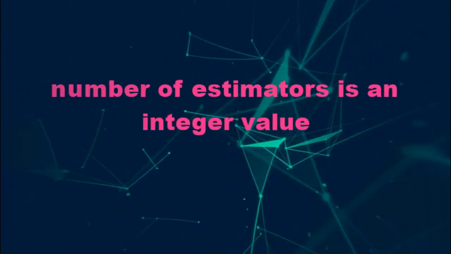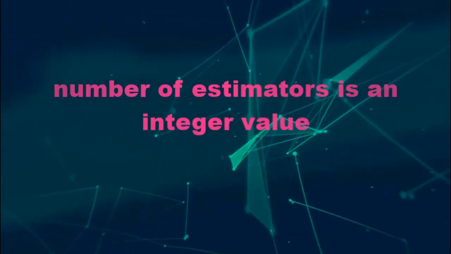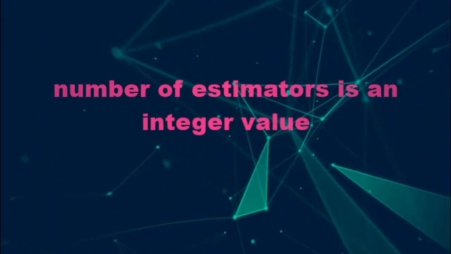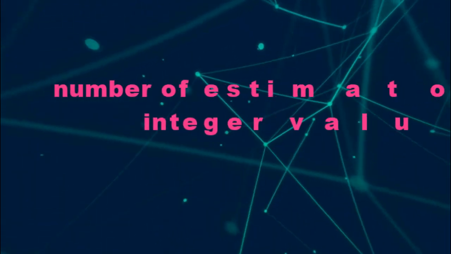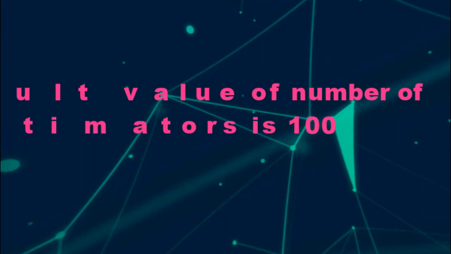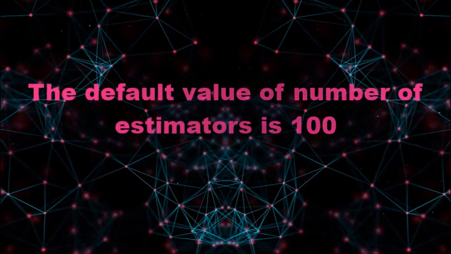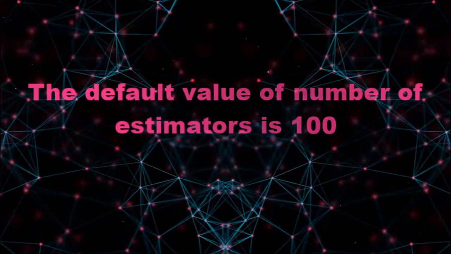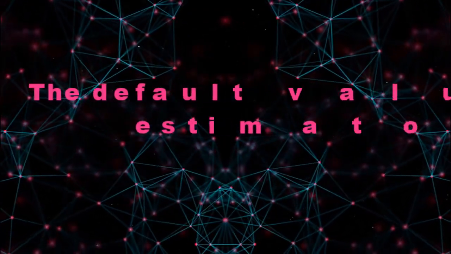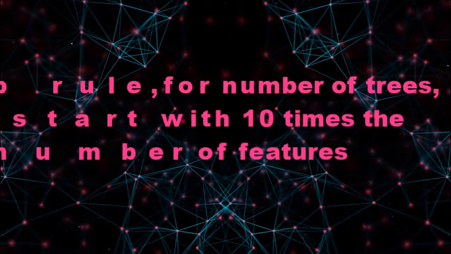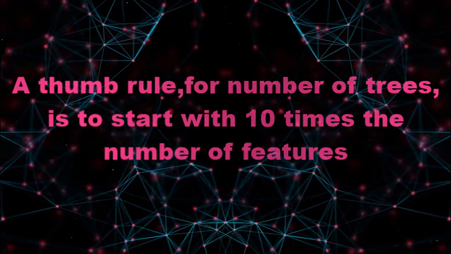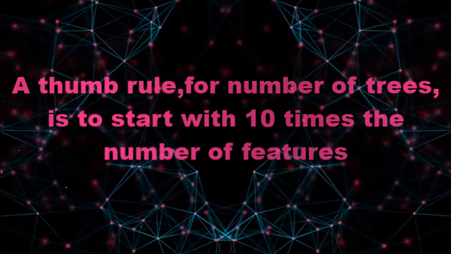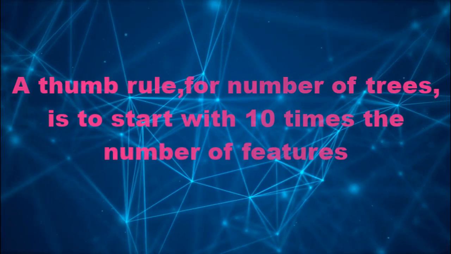It is true that generally more trees will result in better accuracy. However, more trees also mean more computational cost, and after a certain number of trees, the improvement in accuracy is negligible. The number of trees needs to be sufficiently large to stabilize the error rate. A thumb rule for number of trees is to start with 10 times the number of features.